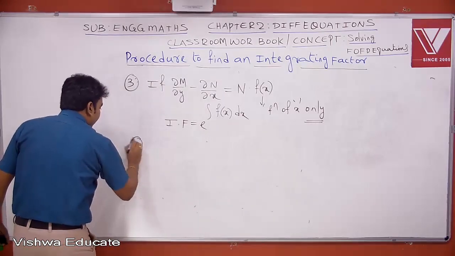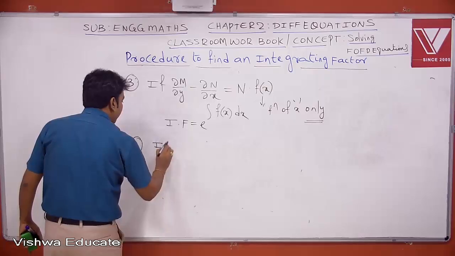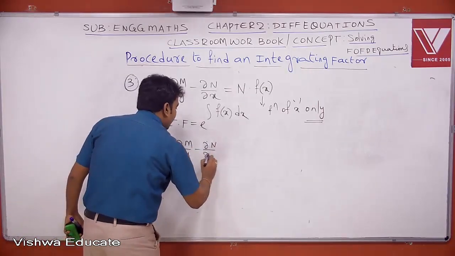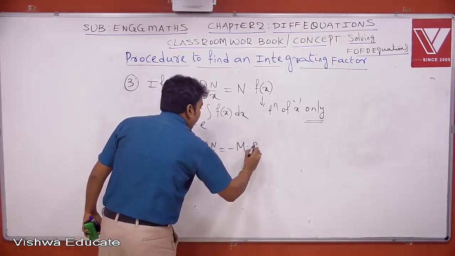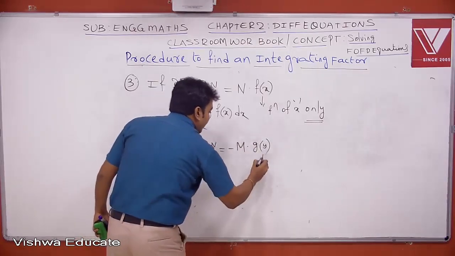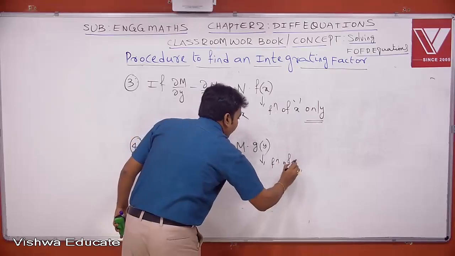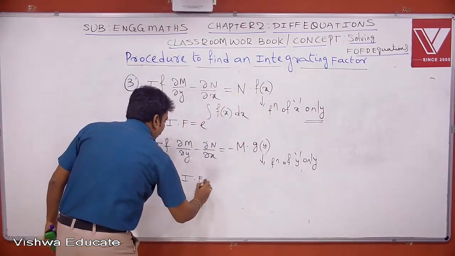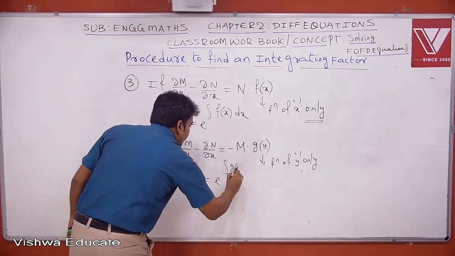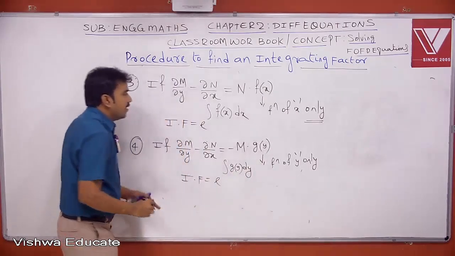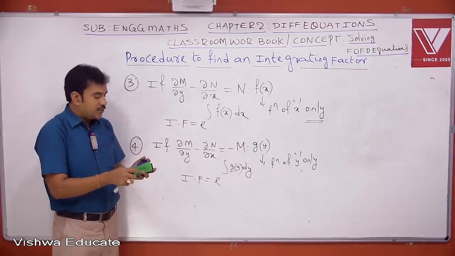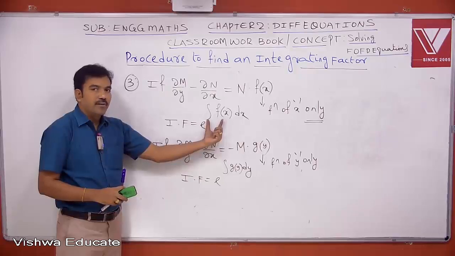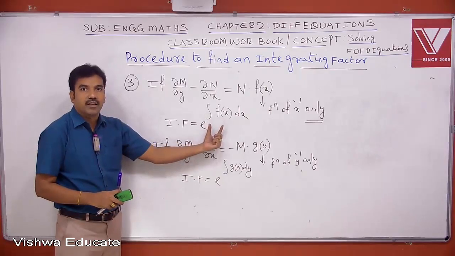Now let us discuss case 4. It is similar to case 3. If dou m by dou y minus dou n by dou x equal to minus m into g of y. Here this g of y is a function of y only. Then the integrating factor I.F. equals e power integral g of y dy. Now let us see. In case 3, it is e power integral f of x dx. When you simplify this, the result is only in terms of x.